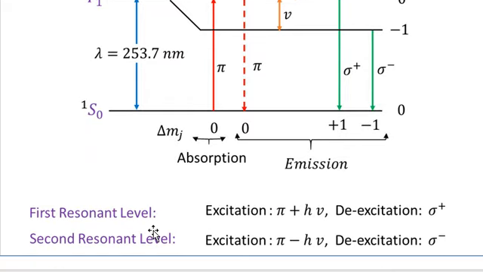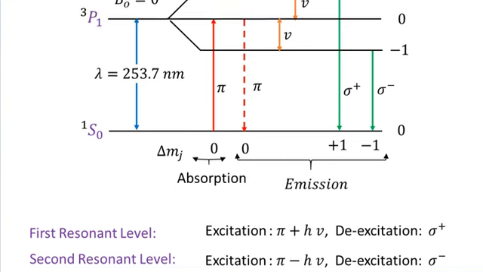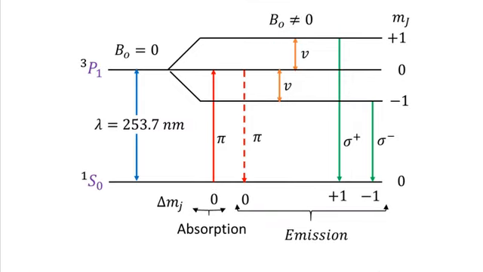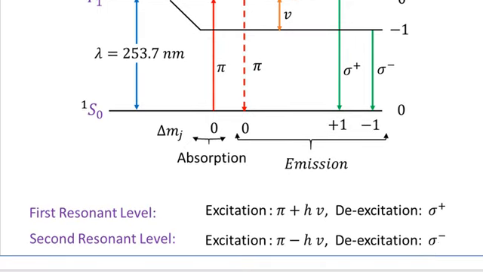So first resonant level excitation is done with pi plus h nu. When you use the pi light for the excitation and also h nu light using the microwave from the B1 magnetic field, then the excitation will be pi plus h nu, and this excitation is used to excite the Mj is equal to +1 level, and the de-excitation will be done from the Mj plus 1 level in the form of sigma plus light. So the de-excitation light will be sigma plus light.